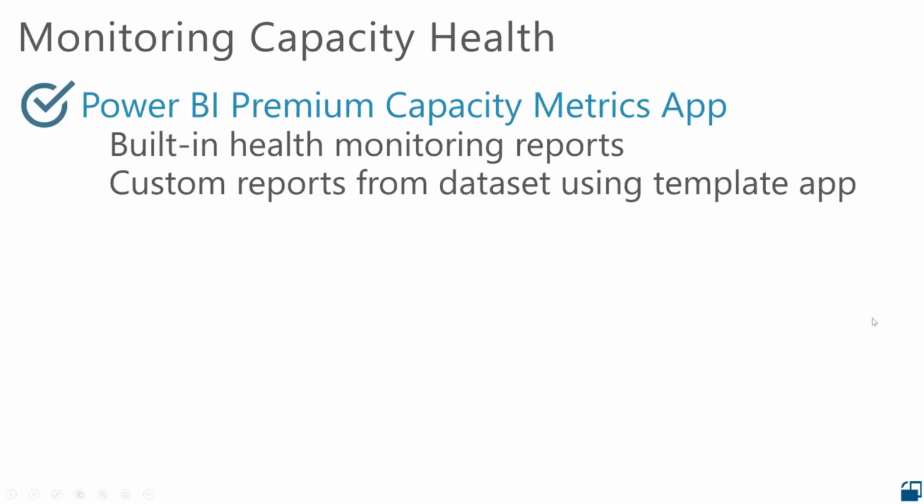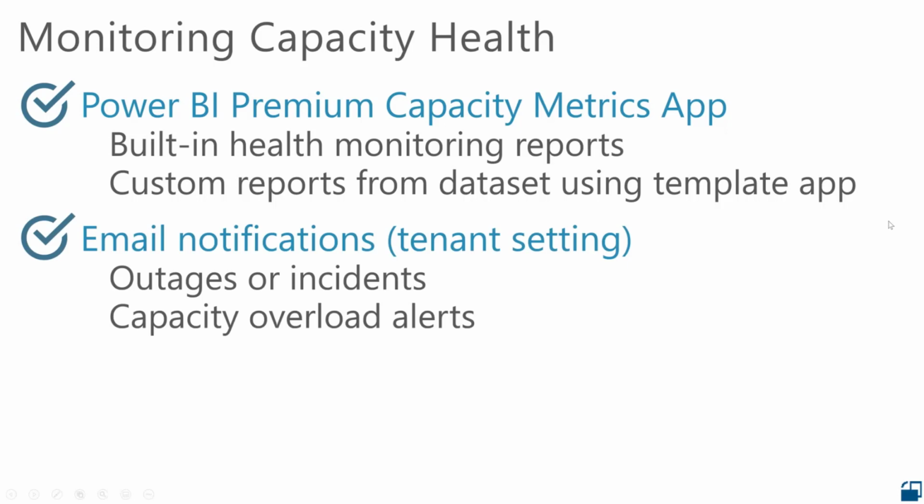With respect to monitoring capacity health, there's basically 3 aspects. So one is the Premium Capacity Metrics app. That's the built-in reports. It's right there on the premium page. You can't miss it. There's now a template app for it, so you can create custom reports from that dataset and customize them to be whatever it is you need.